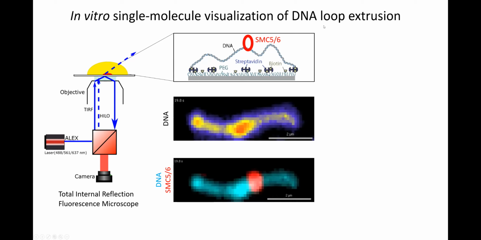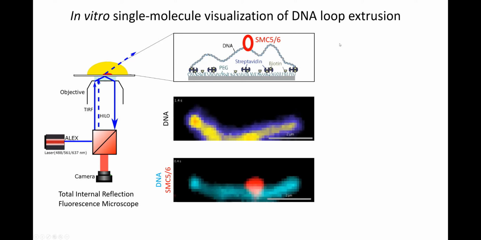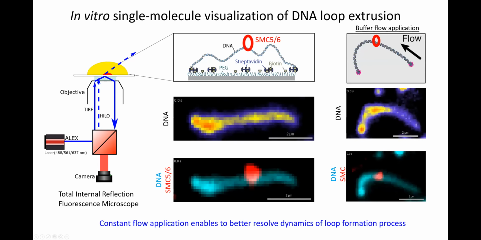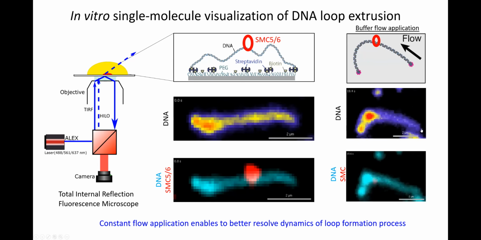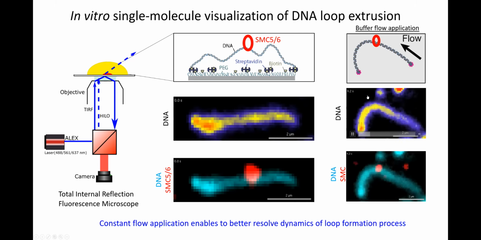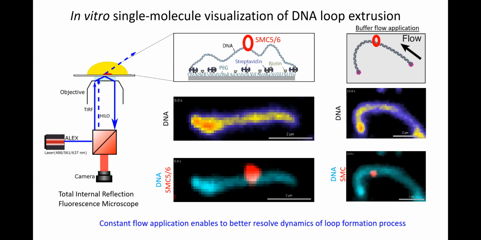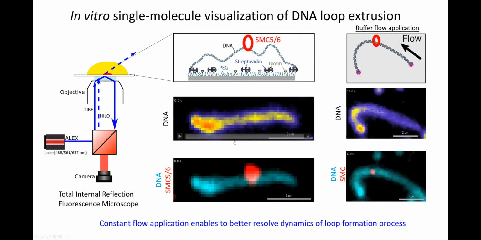What we did further to visualize the real-time loop extrusion is to apply a constant buffer flow during the loop extrusion process. You can imagine the DNA is a very flexible, polymer-like object, with properties of that. So if you further stretch it by applying tension, which is done here by the buffer flow, this DNA will be further stretched. That's why you now see the DNA has an arc shape instead of a linear shape. Therefore you can gain a bit better resolution, and better visualize the change of conformations happening during the loop extrusion process.